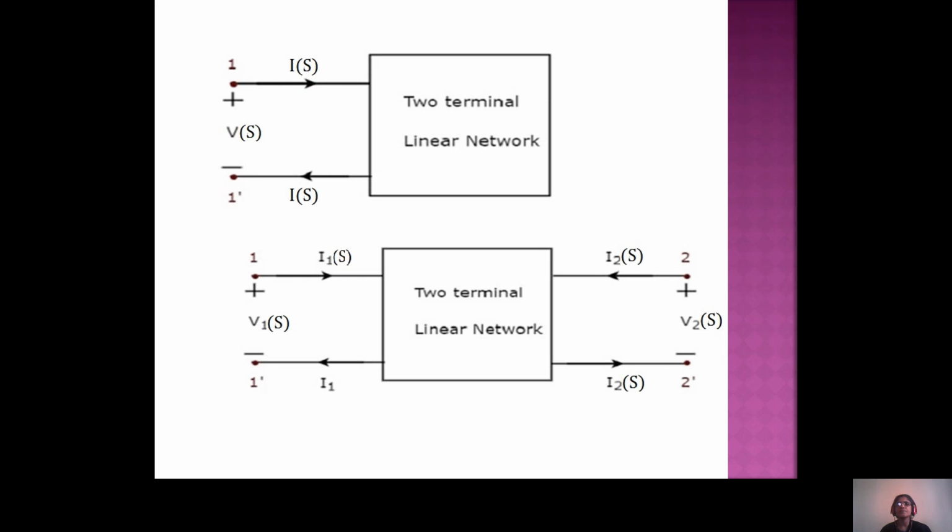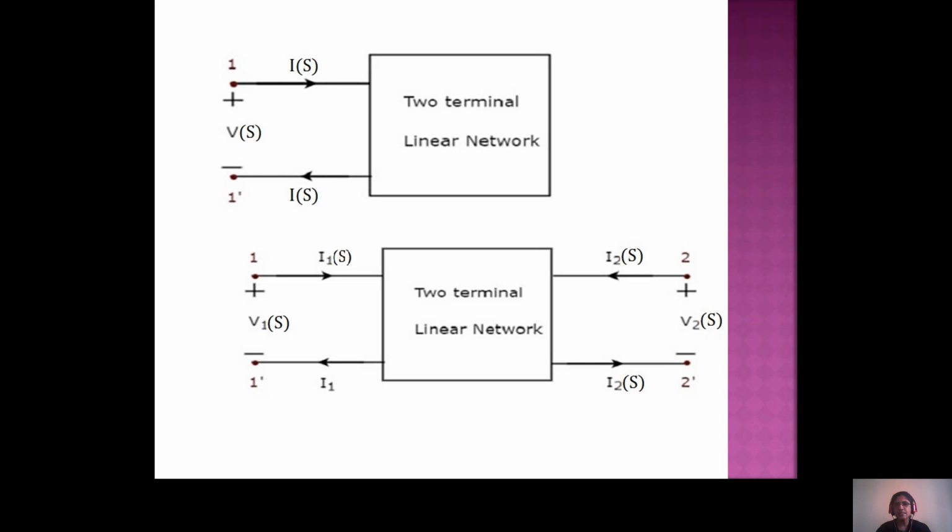Driving point functions. So this is a two terminal linear network. Under this there is only one pair of terminals, that is voltage source V of S and current I of S.